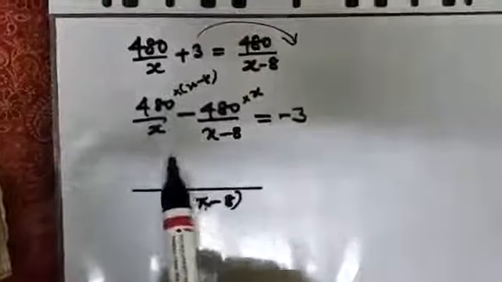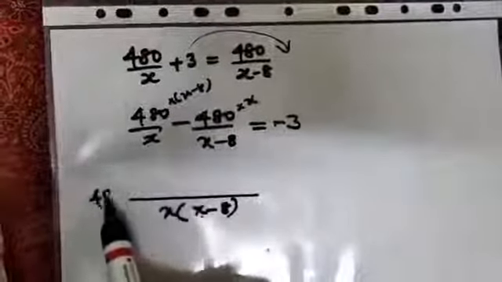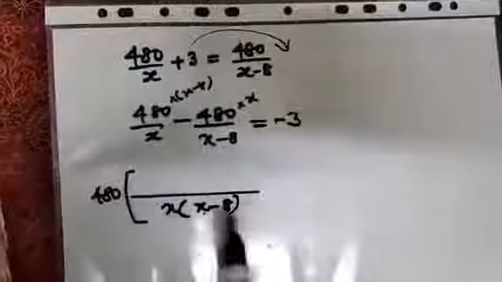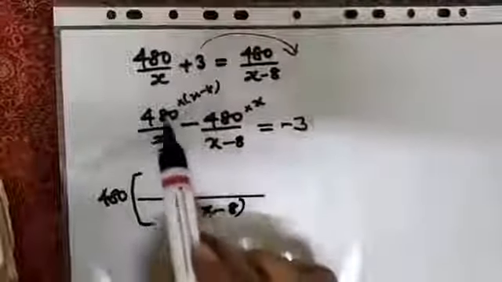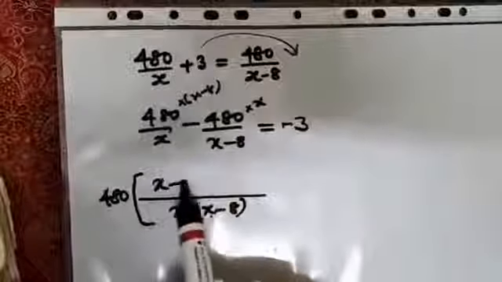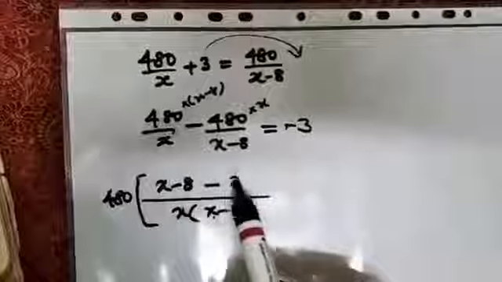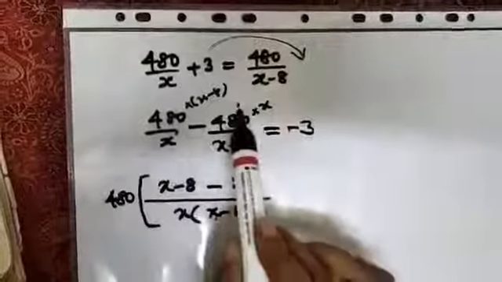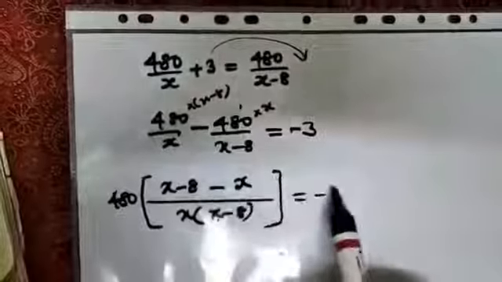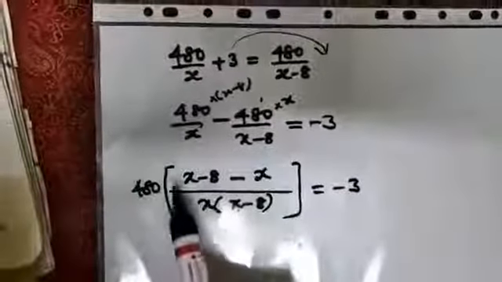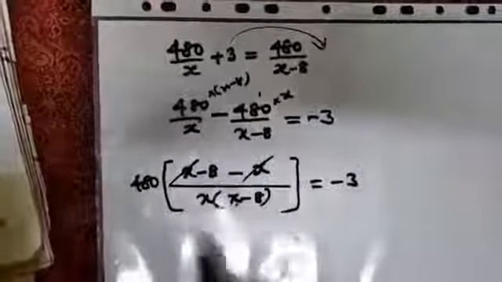To make our work simple and easy, let's take 480 common to avoid so much calculation. When I take out this 480 common, what will be left here? 1. So 1 into x minus 8 is only 1 time x minus 8, minus, this 480 has gone, so what will be left? Only 1. 1 into x will be x only. And it is equals to minus 3. Now if I can cancel anything, I should. So plus x minus x gets cancelled.